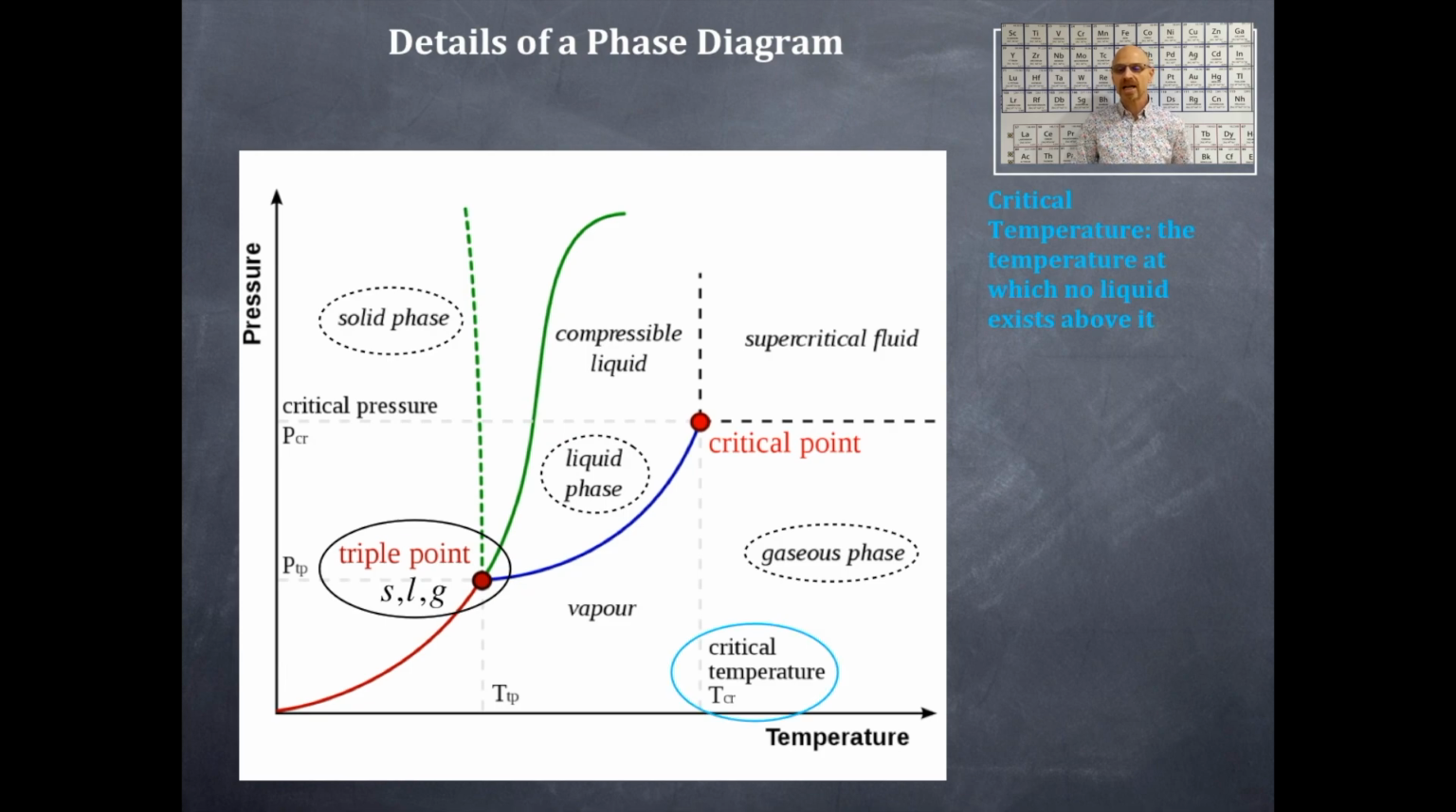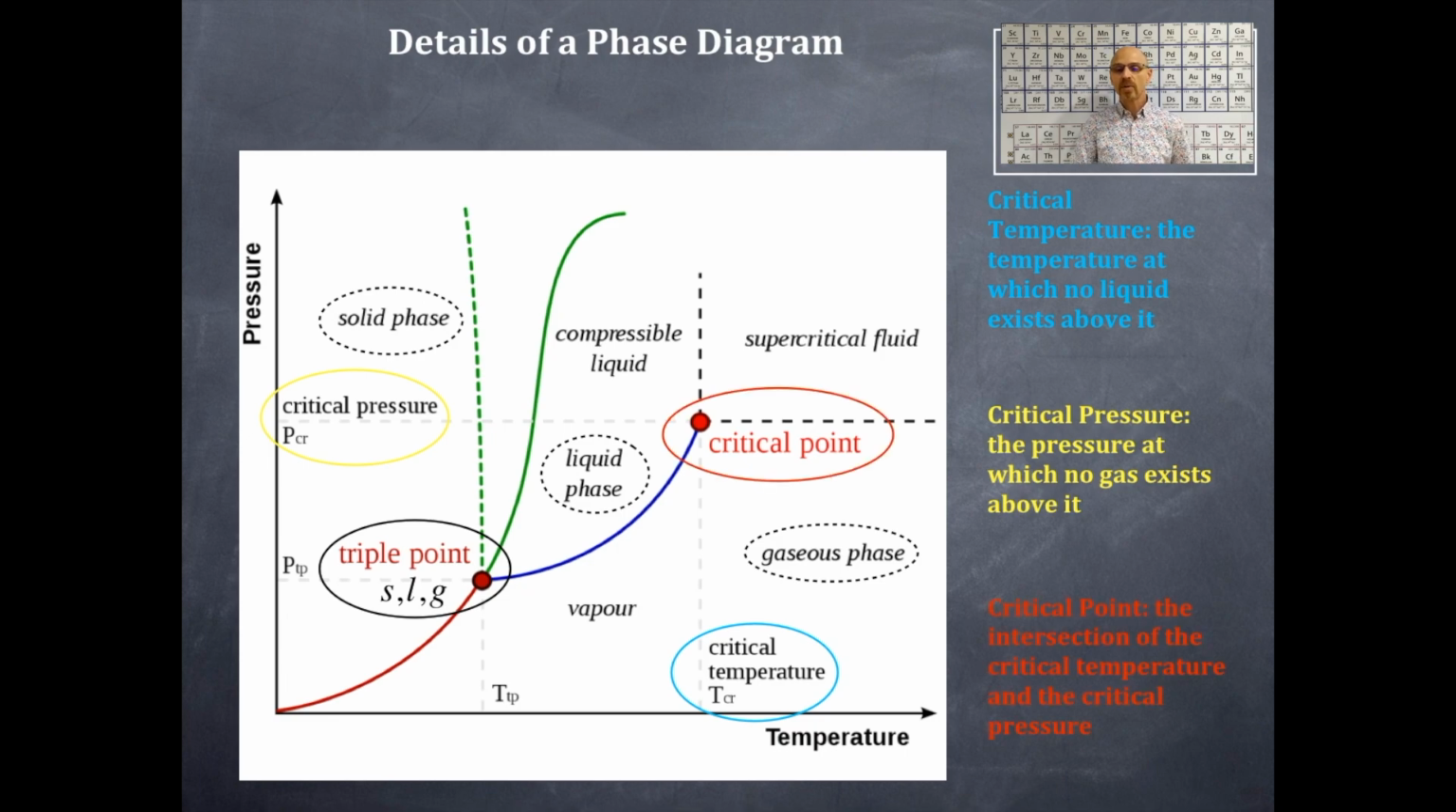Okay, the critical temperature is the temperature above which no liquid exists. Okay, the critical pressure is the pressure above which no gas exists. Okay, the critical point is the intersection between the critical temperature and the critical pressure. Okay, so above this, in this corner, there is no distinction between liquids and gases, and that's a supercritical fluid in this section of the graph.